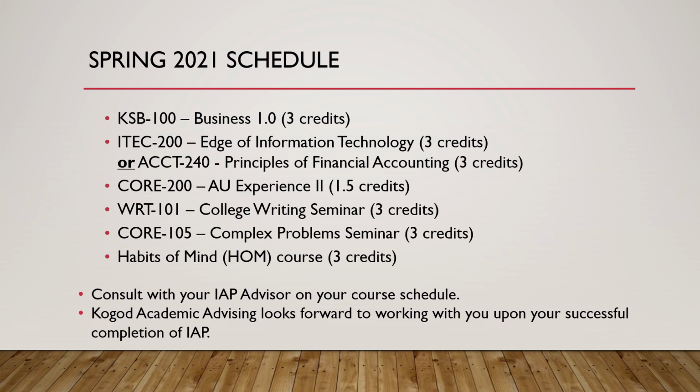Next is Core 200, AU Experience 2, Writing 101, College Writing Seminar, Core 105, Complex Problem Seminar, and finally, a Habits of Mind course. If you've not completed or passed Writing 100, Stat 204, or Econ 150, those should be an even higher priority. We encourage you to work with your IAP advisor to look at your schedule and make any adjustments at this time. Once you've completed the IAP program, however, Kogod Academic Advising will work with you to review your schedule again and make any suggested changes.